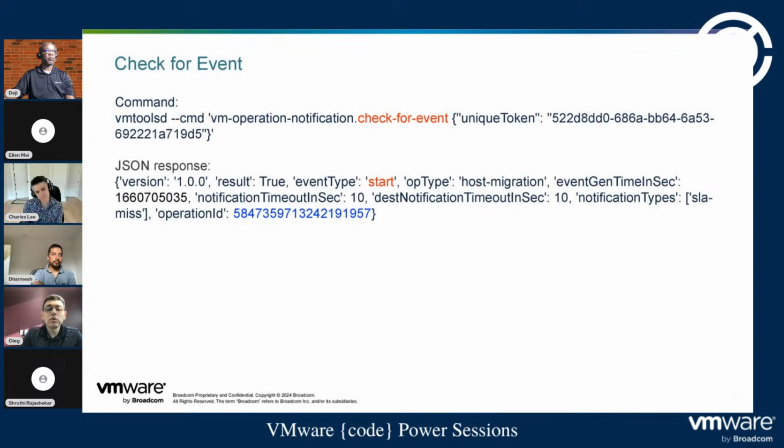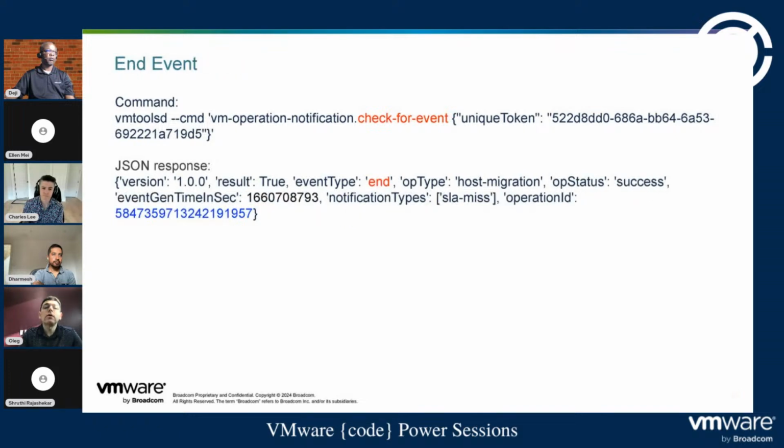And then the vMotion would eventually proceed. When the VM is successfully running on the destination, you would get an end event, also with the same operation ID. You can log it as well. This is how you can log vMotion starts and ends.